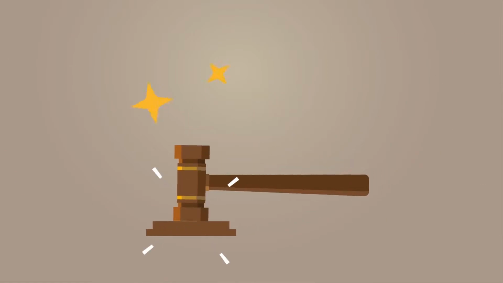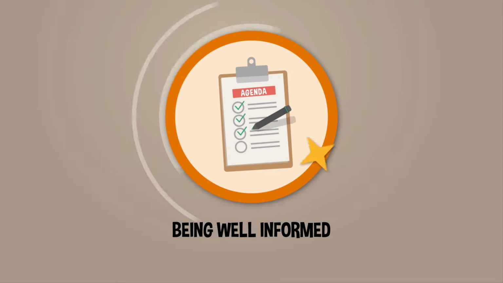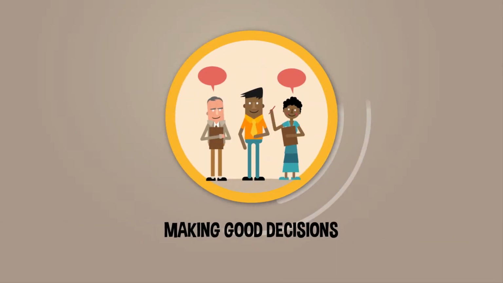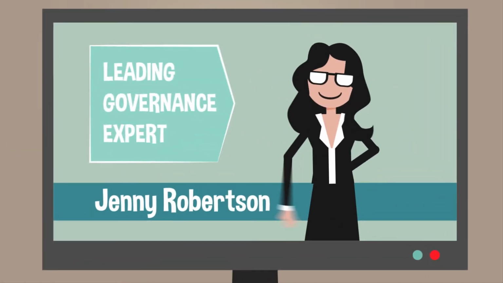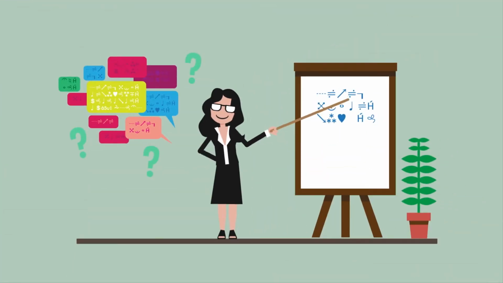Good governance is a four-way play: knowing your responsibilities, being well informed, representing the community and making good decisions. Let's watch one of Australia's leading governance experts, Jenny Robertson, explain council business in a way we can all understand.